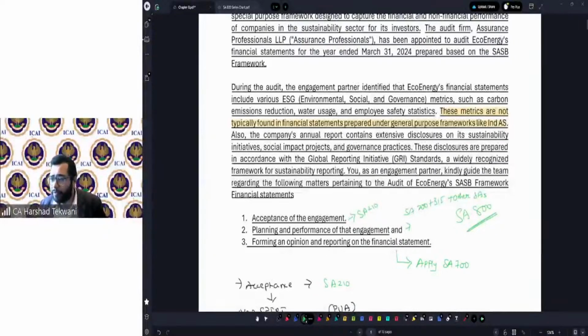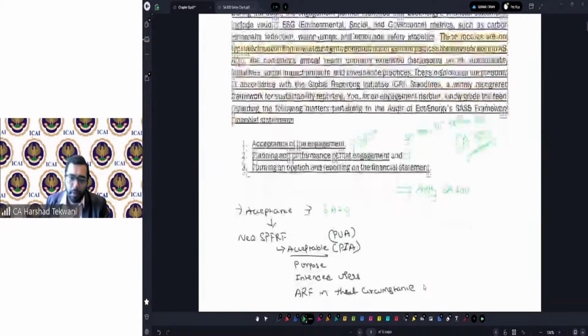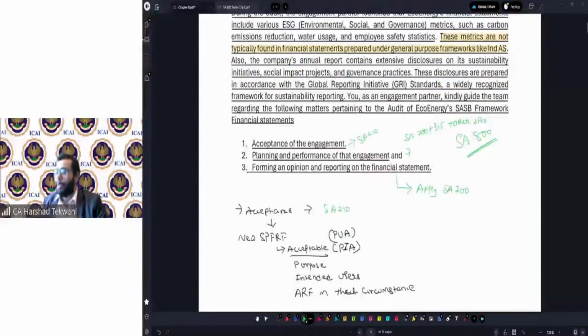Okay. However, there is one additional requirement. Over and above SA 700, there is one additional requirement. Can anyone tell me that? So the additional requirement is first that it requires you to describe the applicable financial reporting framework and its selection, because that is something new in the picture for this particular scenario.